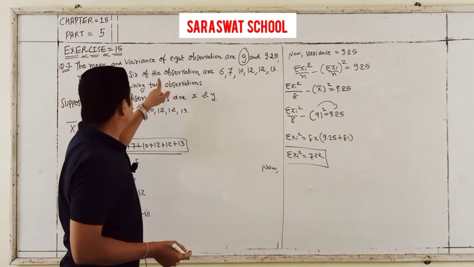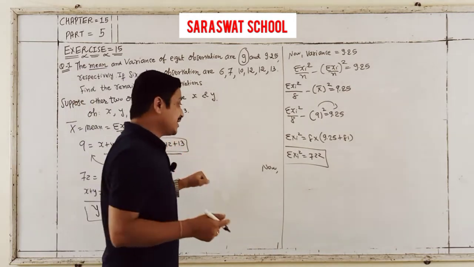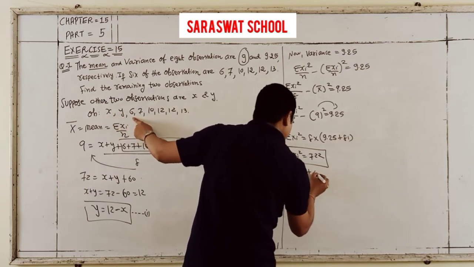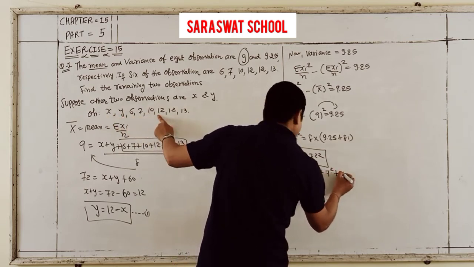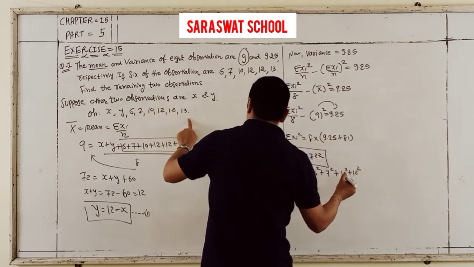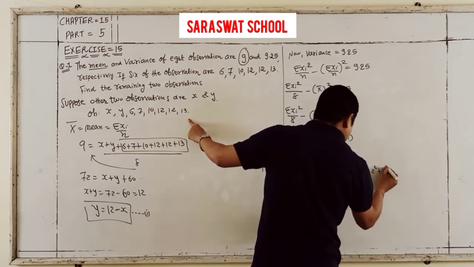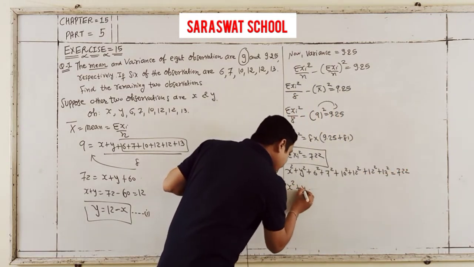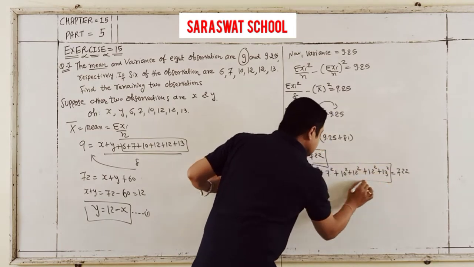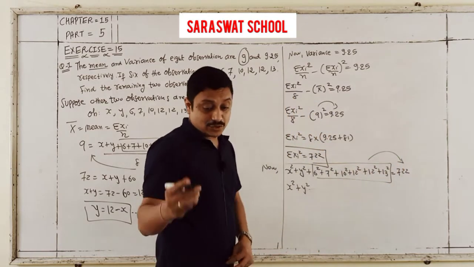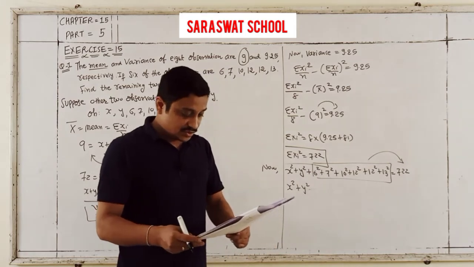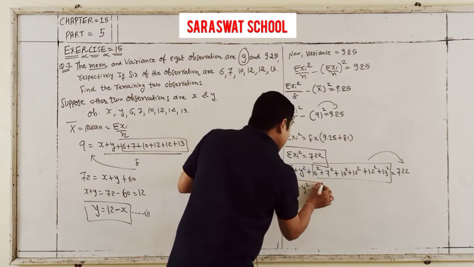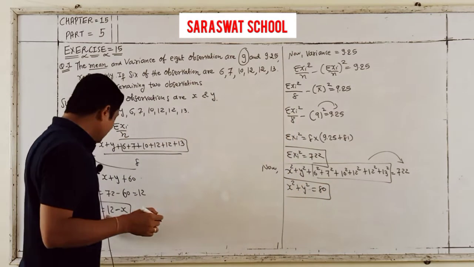Now we find our remaining observations. Sigma xi square means observation squares: x square, y square, 6 square, 7 square, 10 square, 12 square, 12 square and 13 square. We take 722 and subtract the sum of all these known squares from that 722, and you will get the value easily. It is 80. I directly write down 80, and I apply the y value.